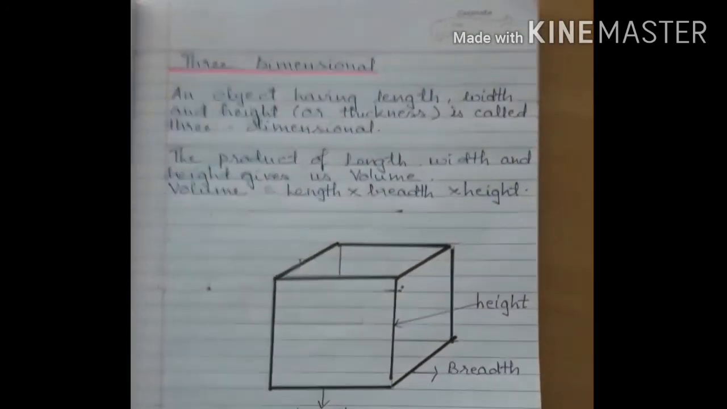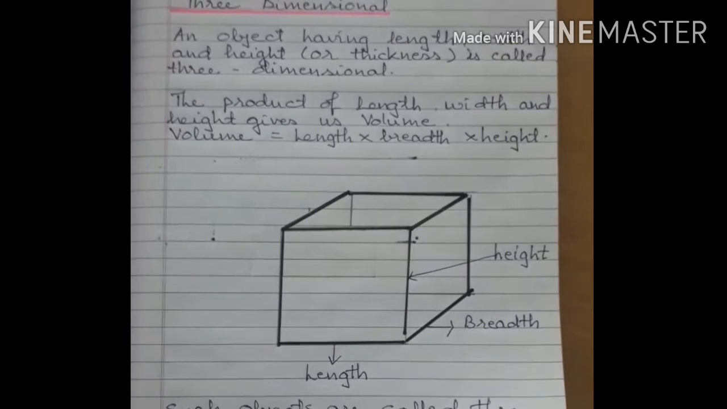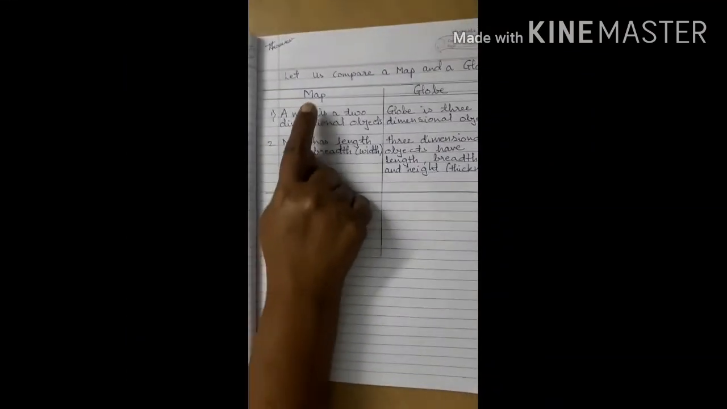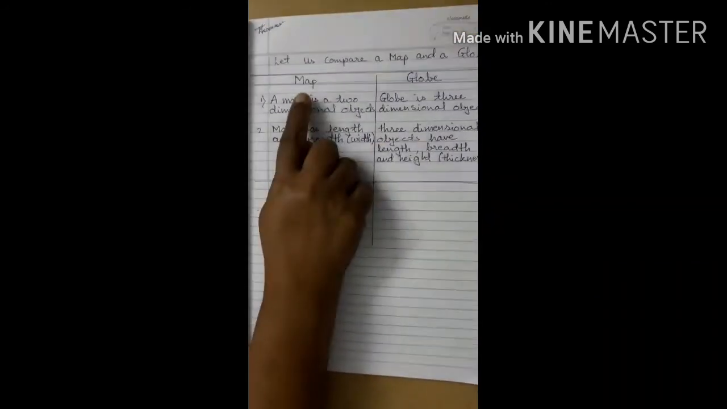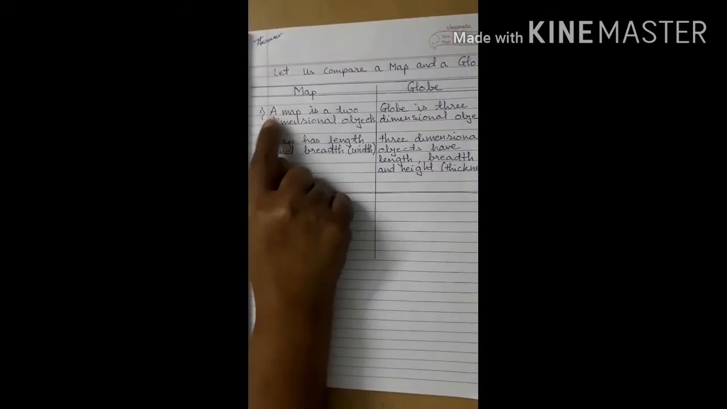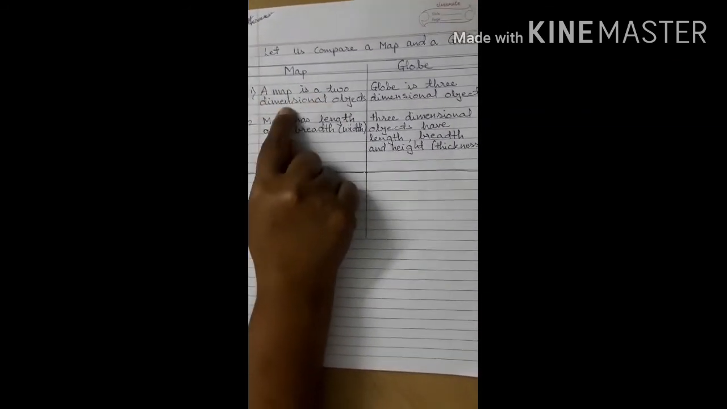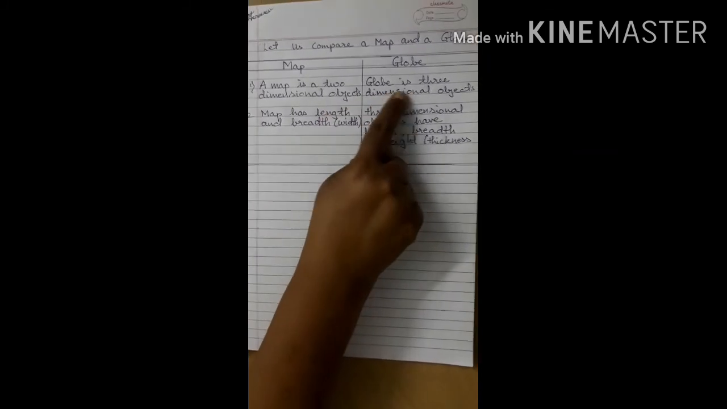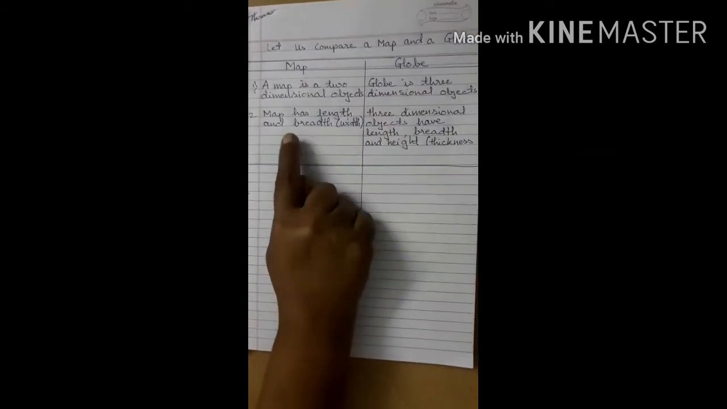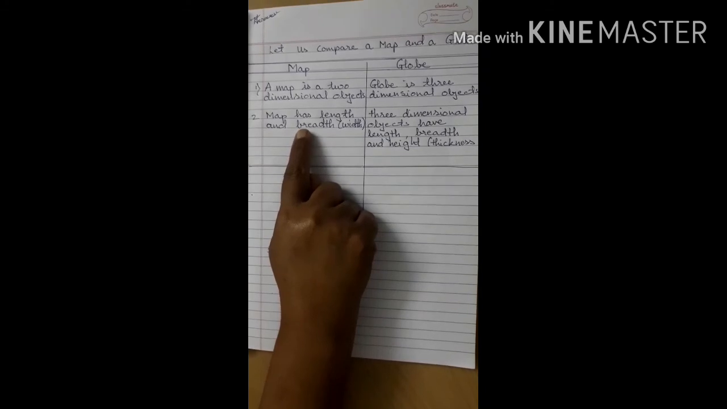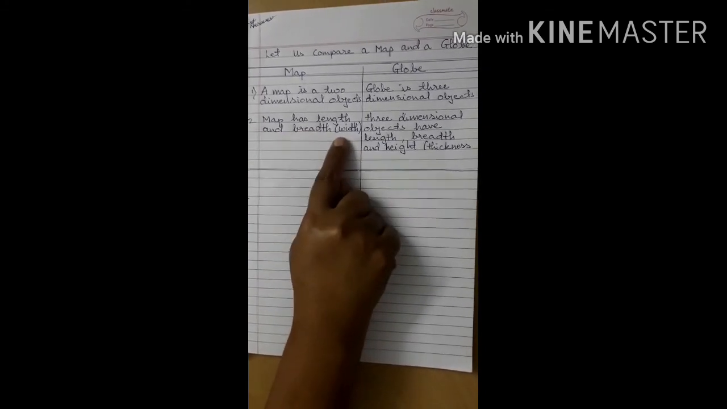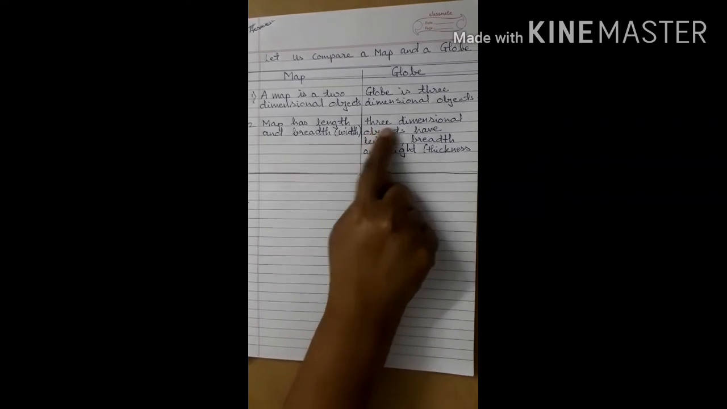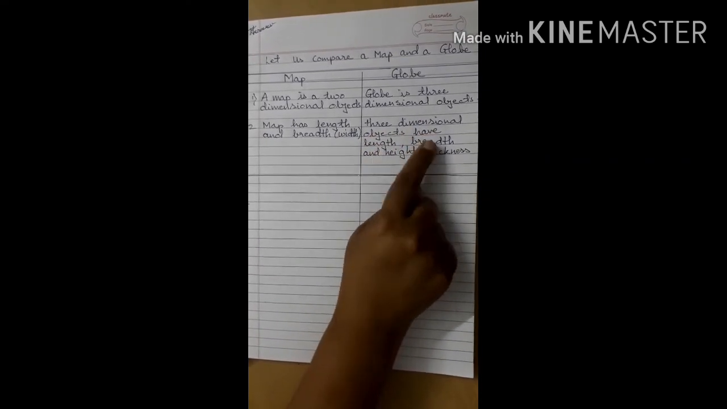Now let us learn to compare or to find the difference between two-dimensional and three-dimensional. Now here I've written differentiation between map and a globe. So map and globe. First point, a map is a two-dimensional object. Globe is a three-dimensional object. A map or two-dimensional object has length and breadth, in bracket width. Three-dimensional objects have length, breadth and height or thickness.